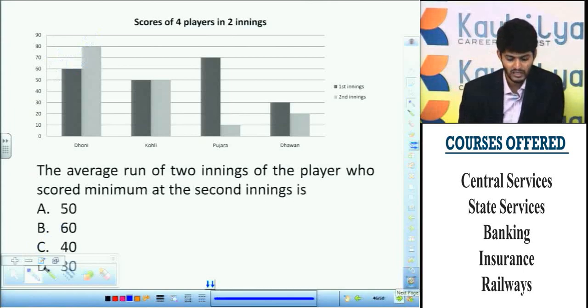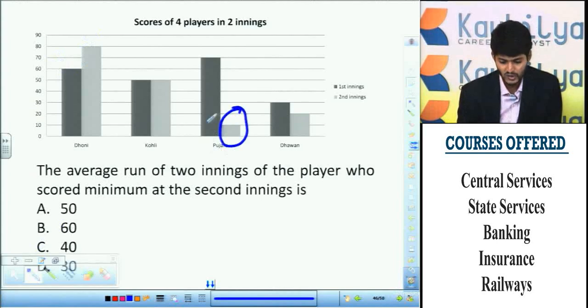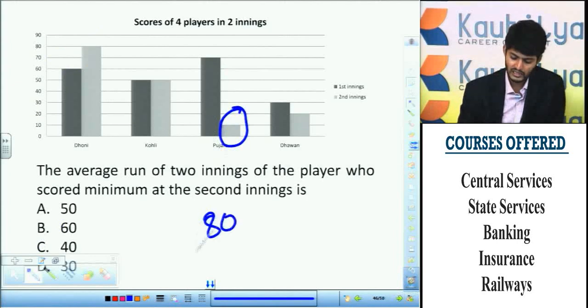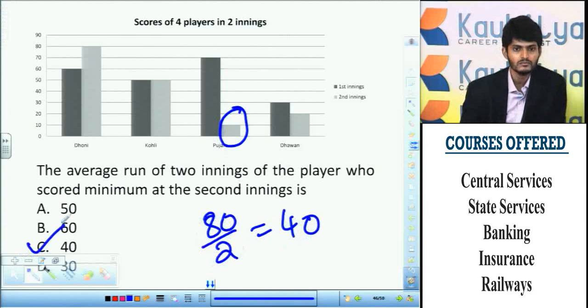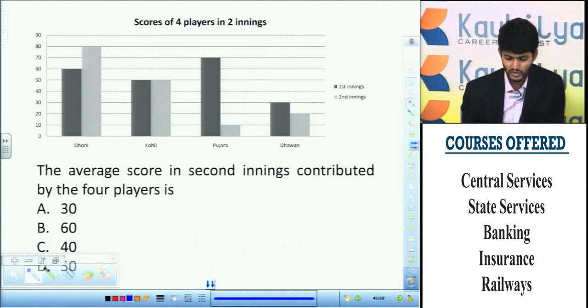Now you look at the second question. The average run of 2 innings of the player who scored minimum at the second innings. Who is the guy who scored minimum? He is Pujara. What is his average? He is asking. So first innings he scored 70, second inning he scored 10. So if you are calculating 80 by 2, it would come to 40. Fair enough? Okay, let's move to the next question.